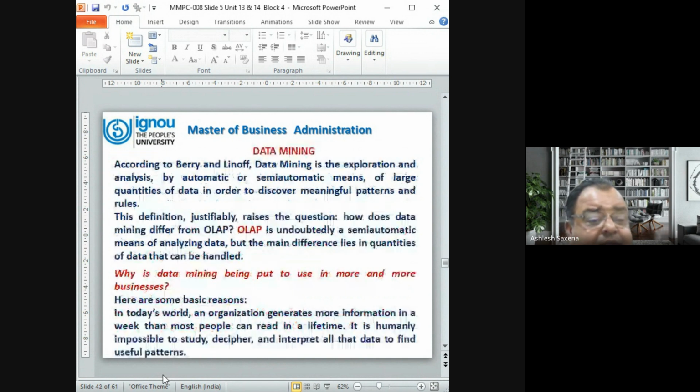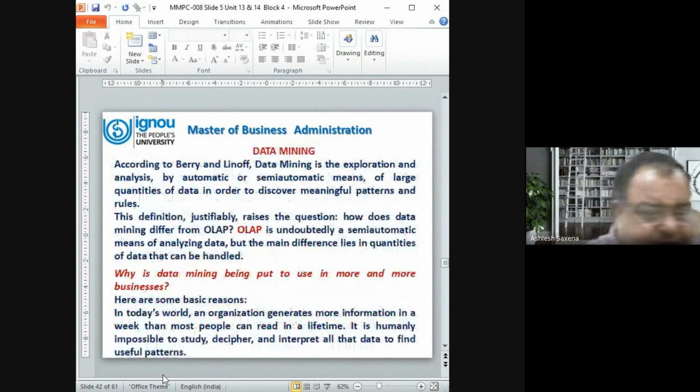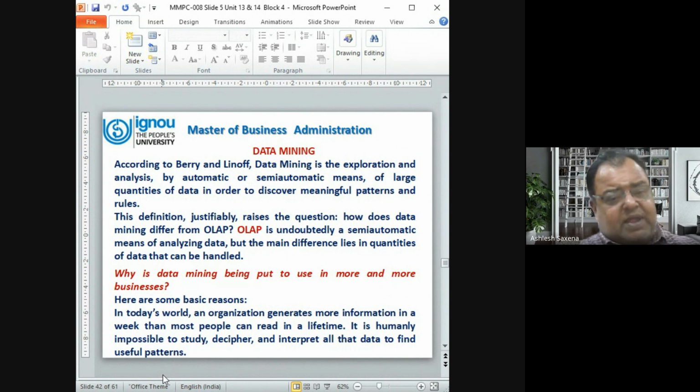Then comes data mining. Mining means extraction. According to Berry and Linoff, data mining is the exploration and analysis, by automatic or semi-automatic means, of large quantities of data in order to discover meaningful patterns and rules. This definition justifiably raises the question: how does data mining differ from OLAP? OLAP is undoubtedly a semi-automatic means of analyzing data, but the main difference lies in the quantities of data it can handle.